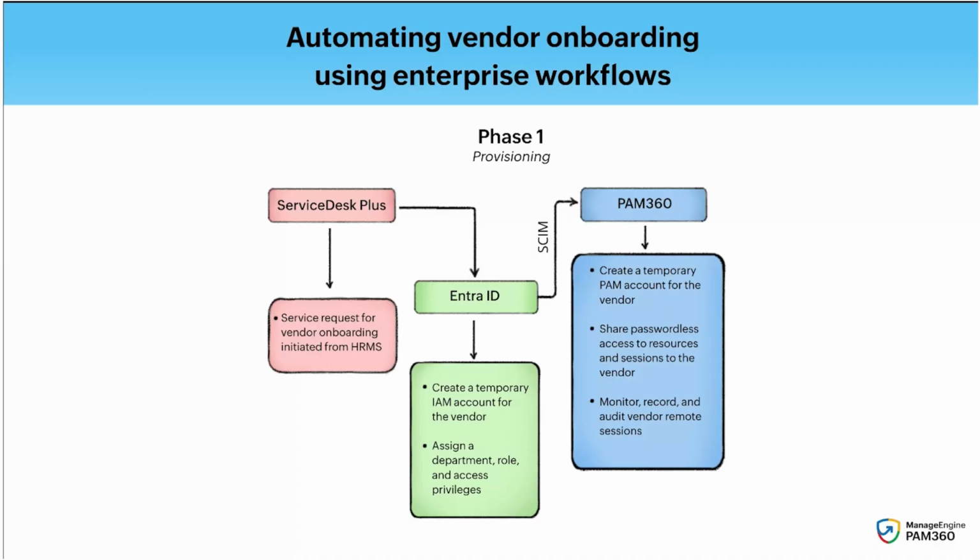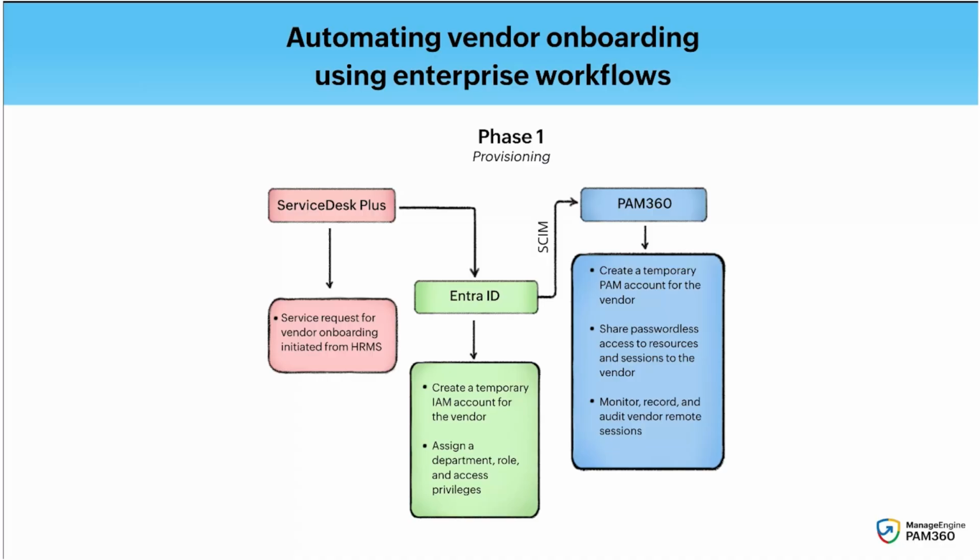Now, with the help of SCIM connectors, this information is transported to PAM 360, where a similar temporary PAM account is created for the vendor. And they are also added to these particular user groups that we just saw, and hence will also have passwordless access to the critical endpoints in the enterprise on a need-only basis. Not just that, these sessions that John or other privileged users launch can also be monitored, recorded, and audited for investigative purposes later. This is something that we'll see in the next use case right away.